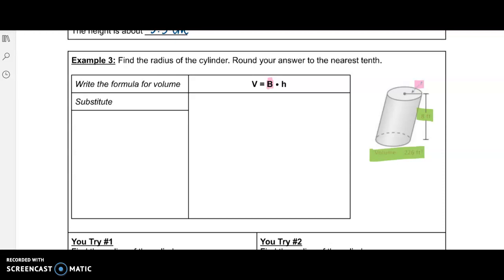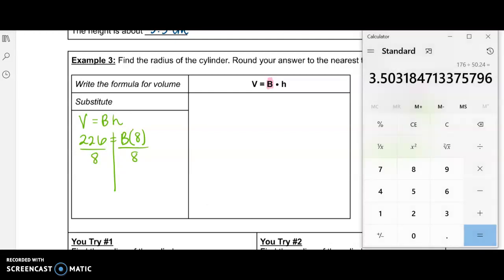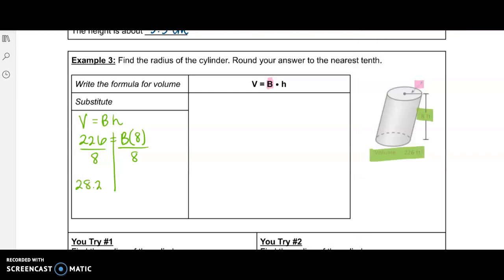So first, we are going to start with solving for the area of the base. So what this means is we are going to take volume equals the area of the base times the height. So we have 226 equals the area of the base times our height, which is 8. So we are going to divide by 8 on both sides. And when we do that, we get 28.25 equals the area of the base.